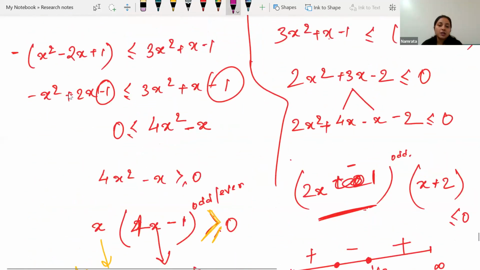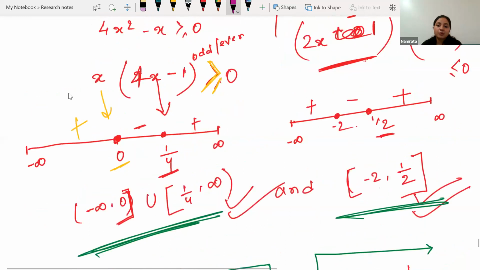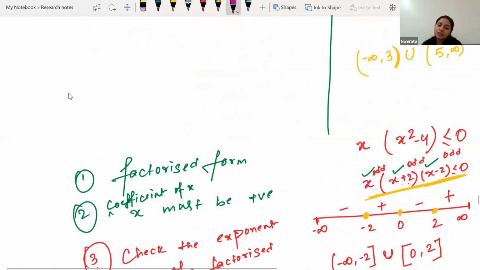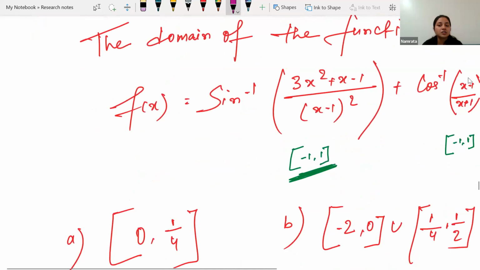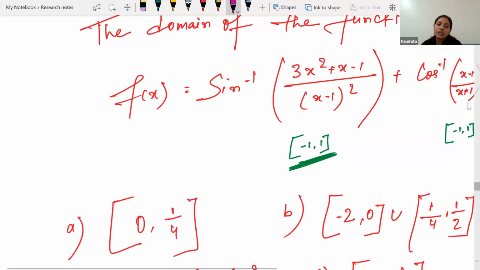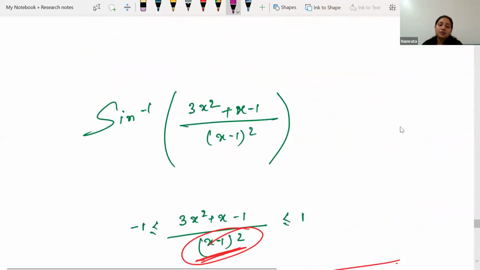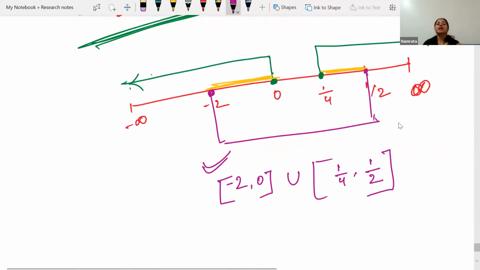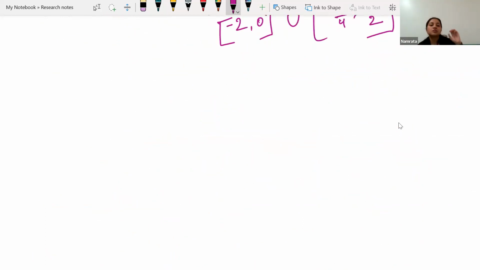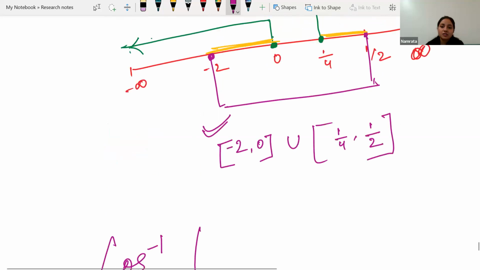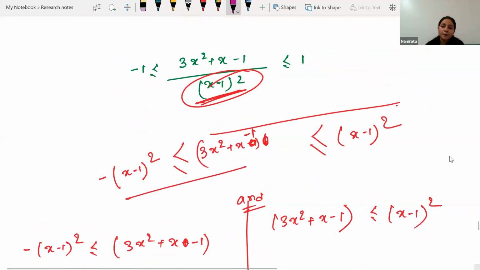Similarly, we will get it from the cos inverse case, but cos inverse will be easier. Can you see it is just x minus 1 by x plus 1. That also we will compare with -1 to 1. Let's do it. Cos inverse is also given over here. So we need to take the final solution set, which will be valid for the sine inverse and the cos inverse also. We have the other function as cos inverse. It was x minus 1 by x plus 1, right?